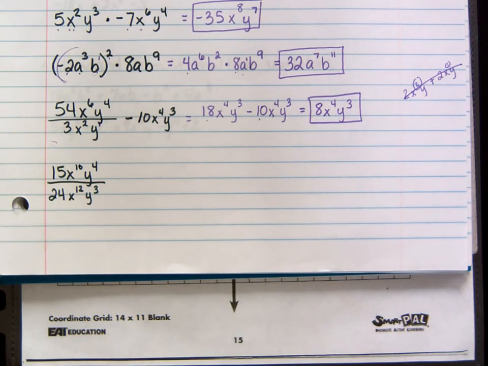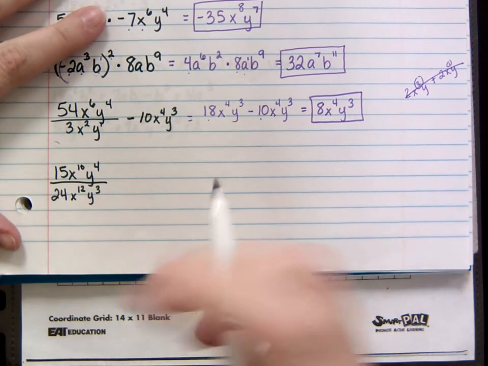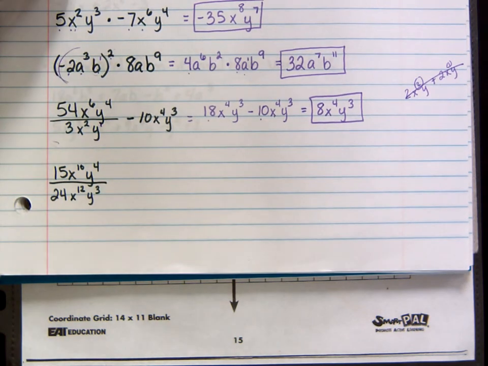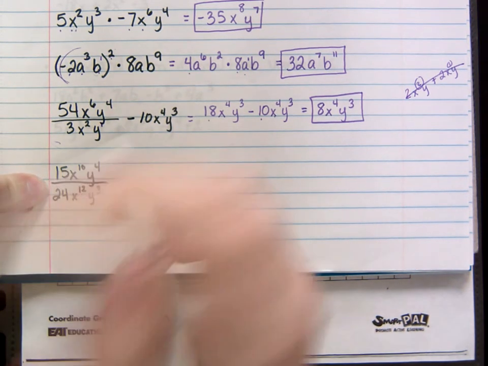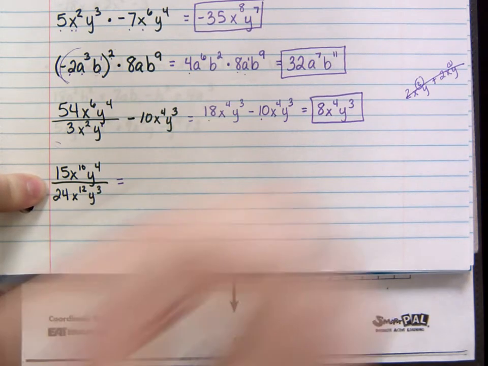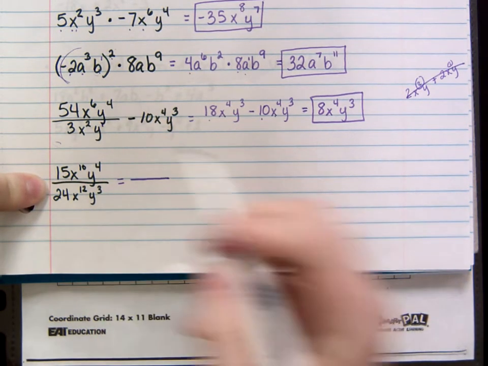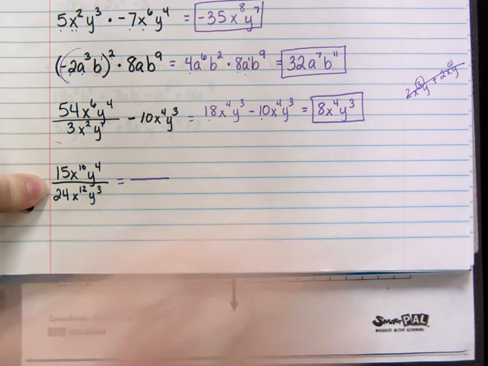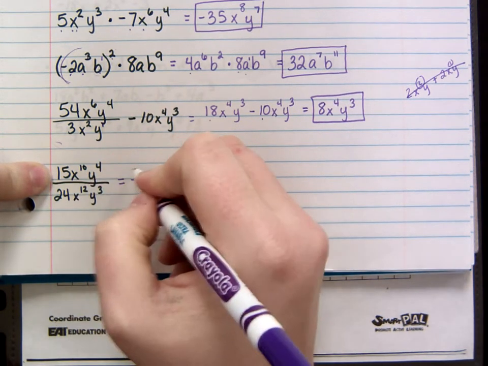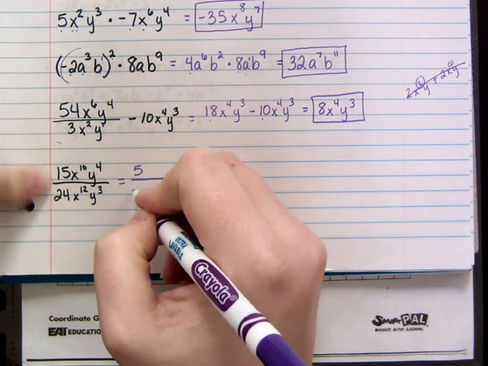Now this last example, I haven't done any with negative exponents. This last example will include some negative exponents. Now you take it one piece at a time. So 15 divided by 24. Well, that's not going to divide evenly. So we're going to treat it like a fraction and reduce it. 15 and 24 are both divisible by 3. So divide by 3 and I get 5 over 8.